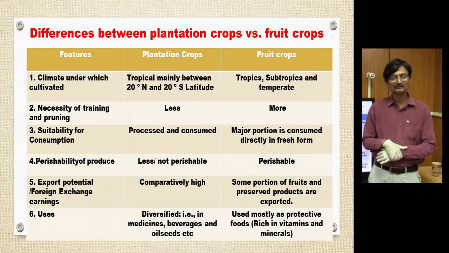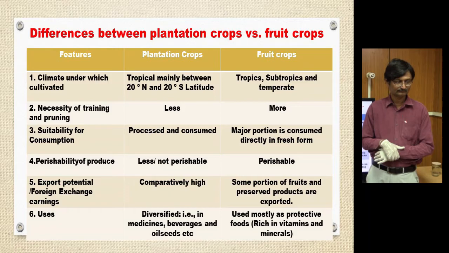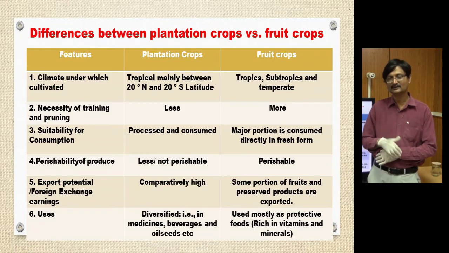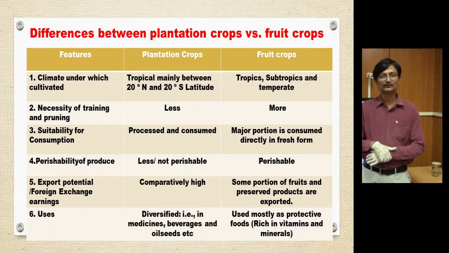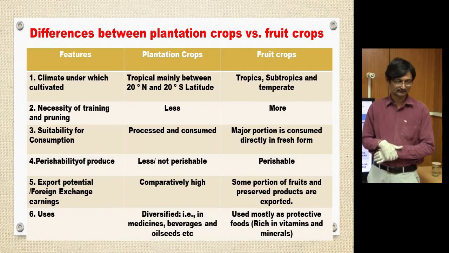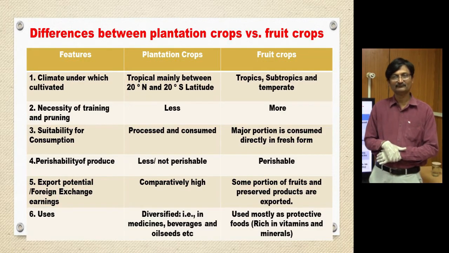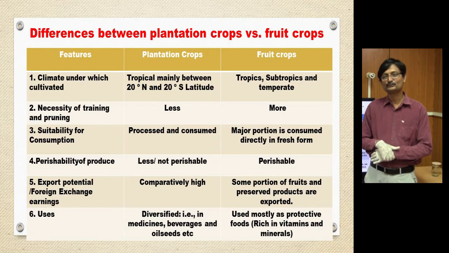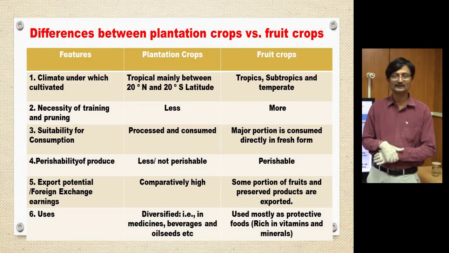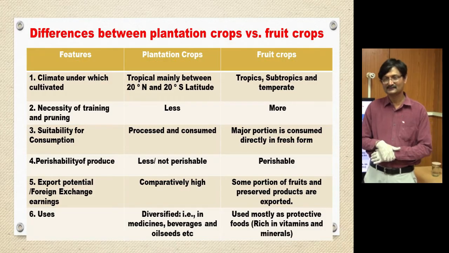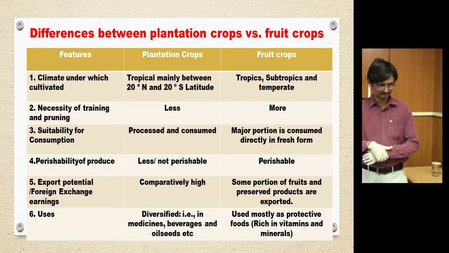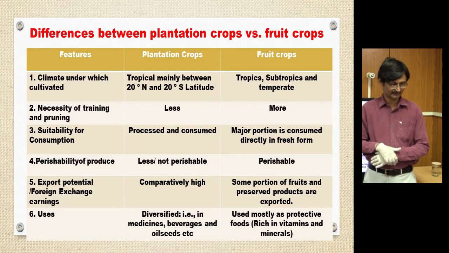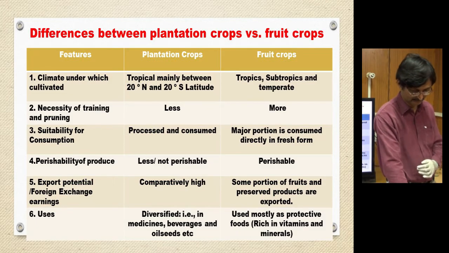Fruit and vegetables are called protective food because they are packed with valuable vitamins and minerals which provide immunity to fight against various diseases in human beings. So these are called protective food.